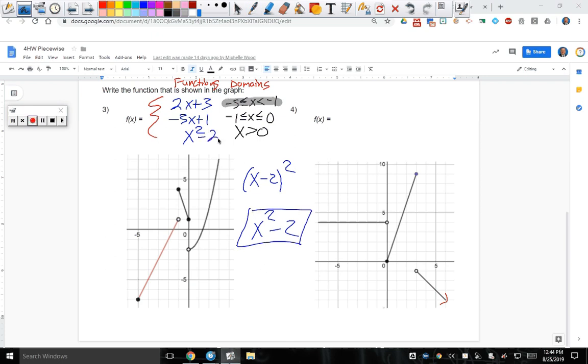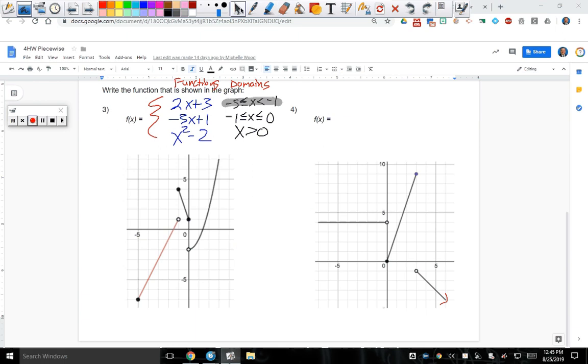Now, I would say don't just rely on Desmos for these. I want you to play around with the calculator because you're not going to have Desmos again on tests and quizzes. So let's go ahead and go to the calculator, and we're going to check our answers to see, does this all work out?